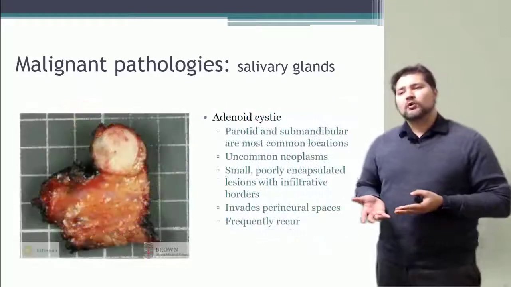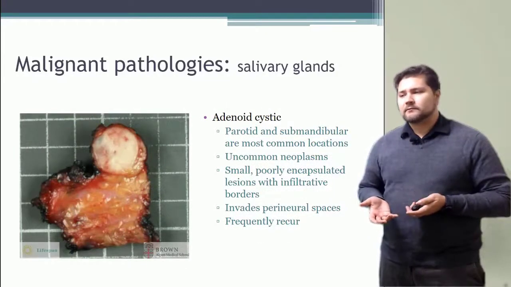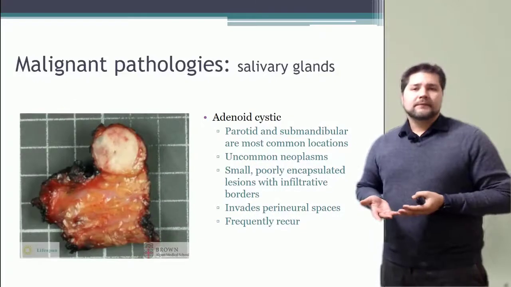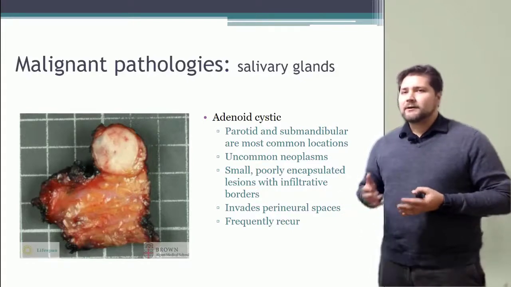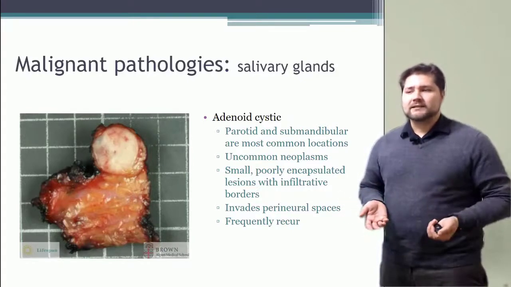The second lesion we'll look at is the next malignant lesion. The second highest occurrence is an adenoid cystic lesion, and these are seen in about equal numbers in submandibular glands and parotid gland specimens.